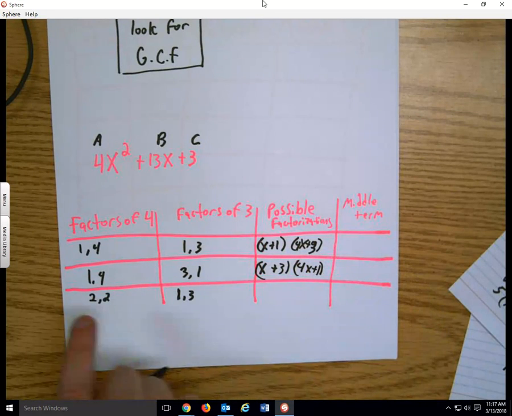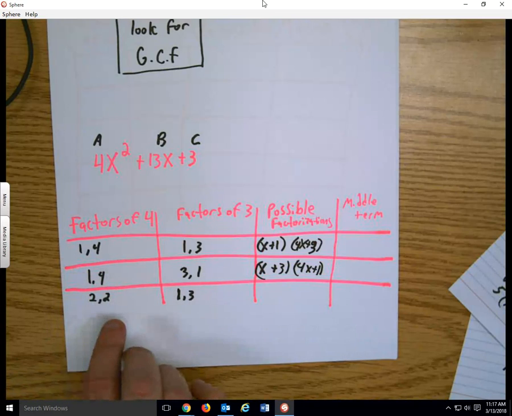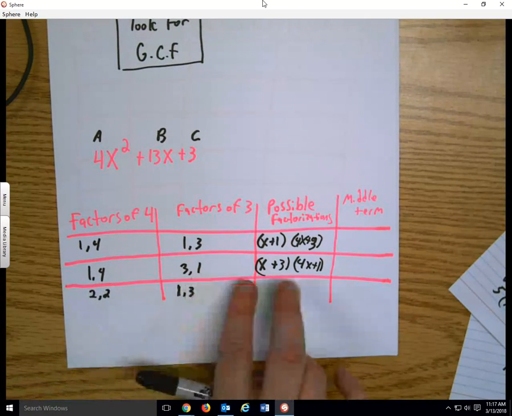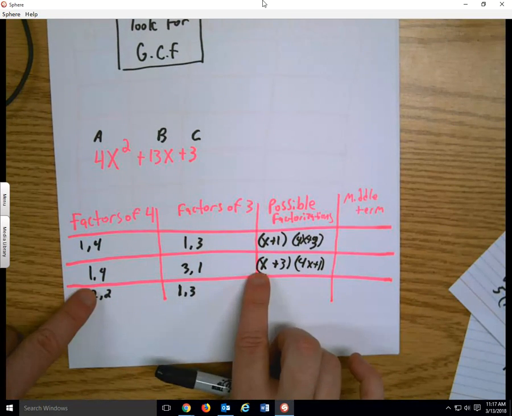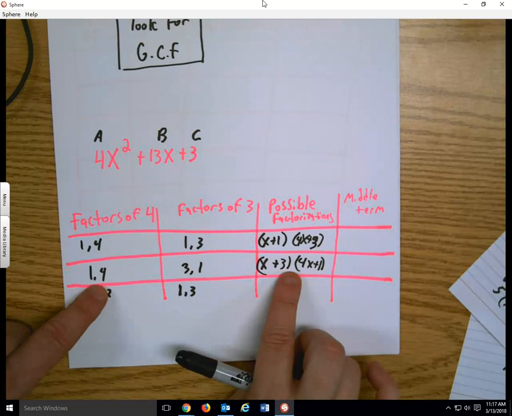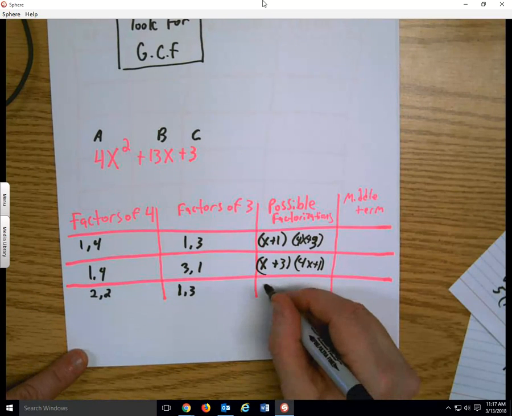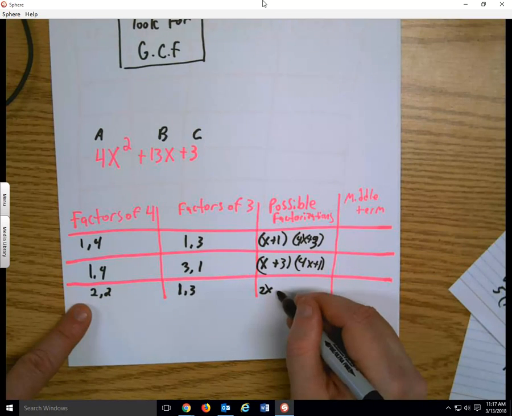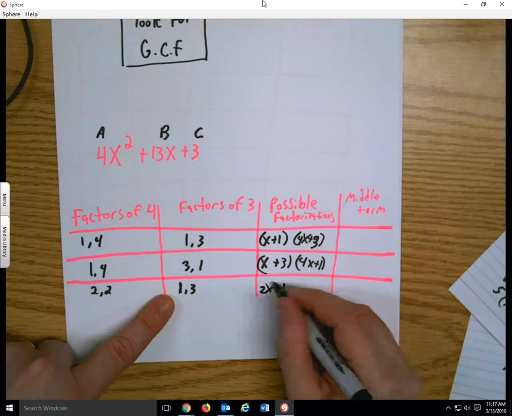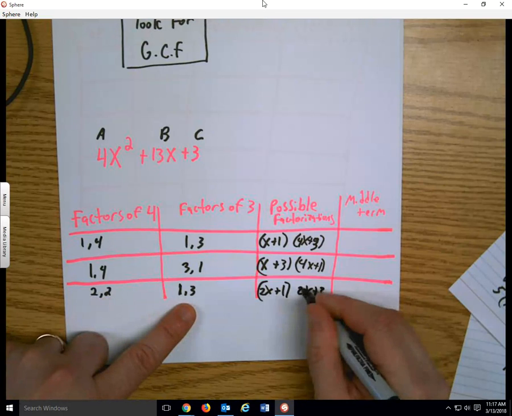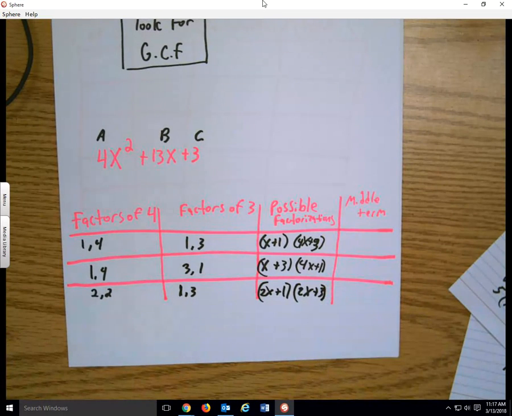And all we're doing is taking the x plus 1 and the 4x plus 3, the x plus 3, the 4x plus 1. You see how the 1 and the 1 are matching? The 4 and then the 3 and the 1. So this would be 2x plus 1. This would be a 2x plus 3. And so you would multiply that whole thing out to see what we would get, okay?